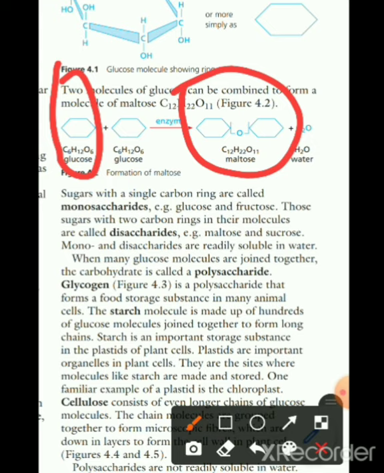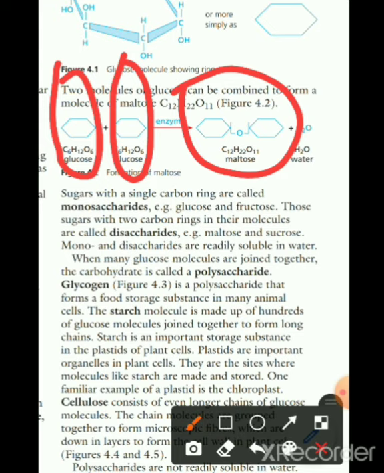When we take glucose and fructose separately, they are monomers. When we combine glucose and fructose, they attain the shape of a molecule called a disaccharide, or maybe maltose and sucrose. Mono and disaccharides are readily soluble in water. It means they can also decompose their bonds. They can break their attachment bonds.